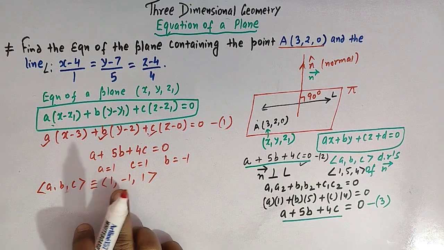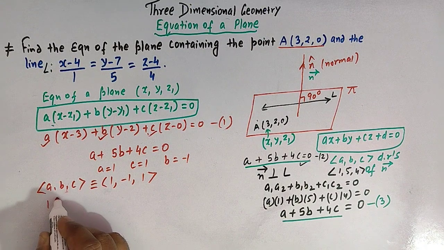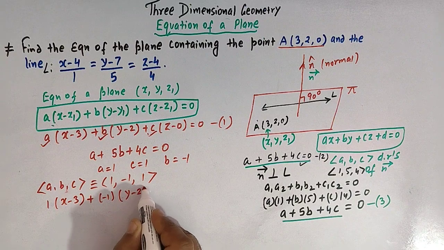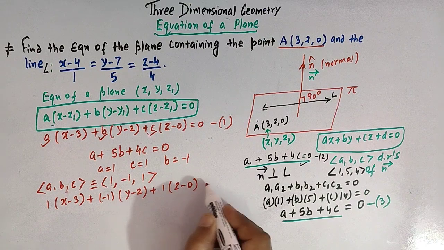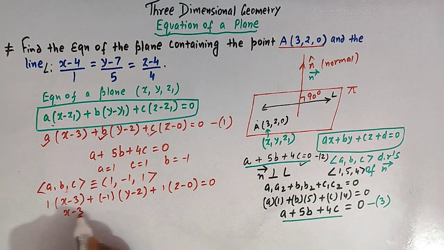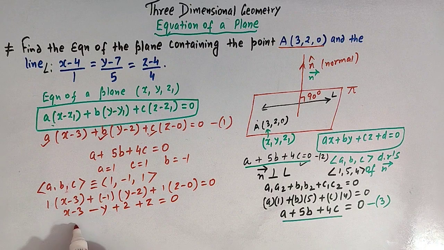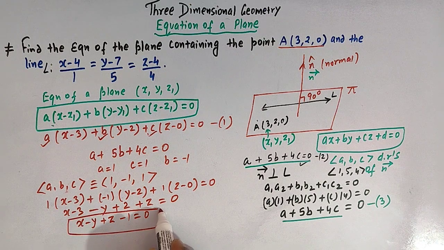And if we now substitute these values in equation 1, see what we will get. We'll get 1 times (x minus 3), then minus 1 times (y minus 2), then 1 times (z minus 0) is equal to 0. So this is x minus 3, here we have minus y plus 2, then here we have z, and this is x minus y plus z. And here we have minus 3, here we have 2, so this is minus 1, right? So we have got this equation, right?